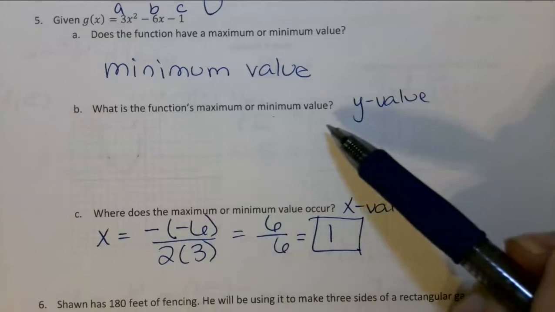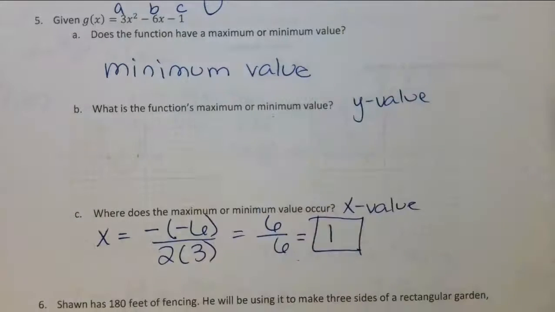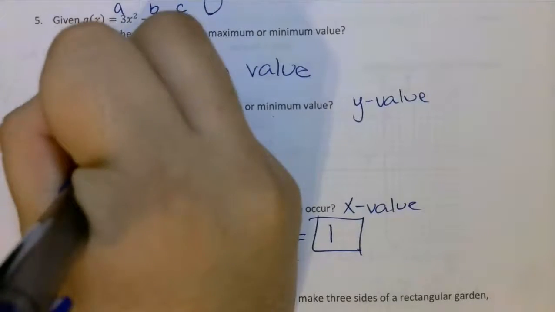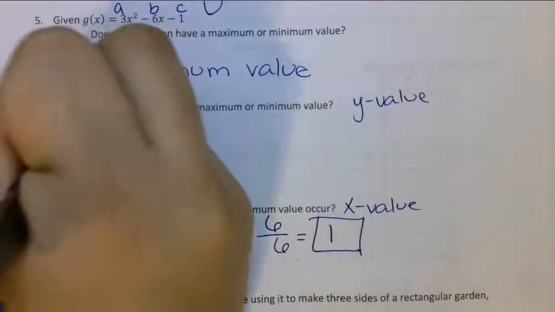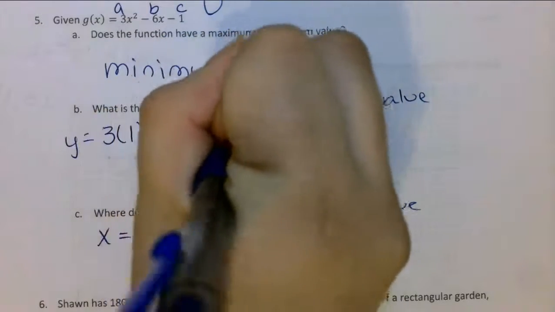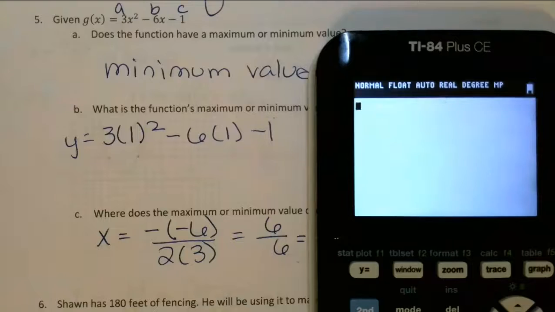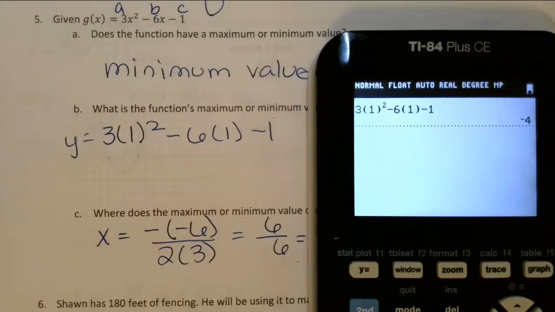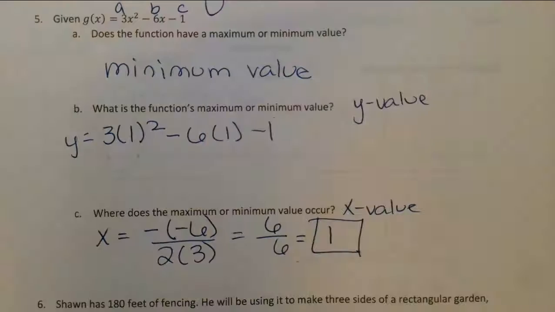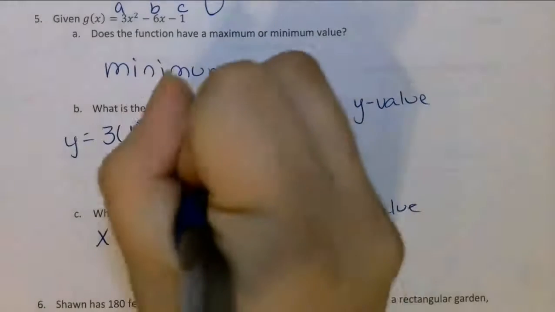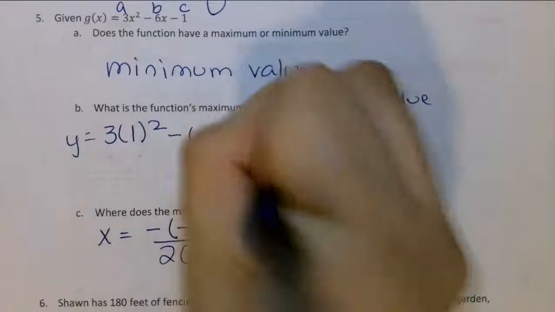Then to get my maximum or minimum value, I'm going to take the 1 and plug it back into the equation. So I have 3 times 1 squared minus 6 times 1 minus 1. And I want to go ahead and type this into the calculator. I have 3 times 1 squared minus 6 times 1 minus 1, which gives me -4 for my minimum value.